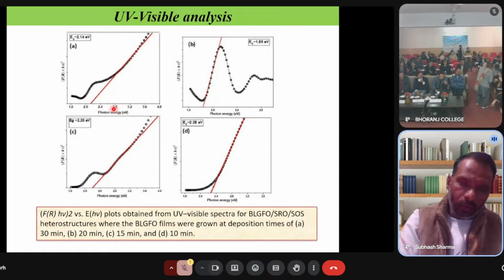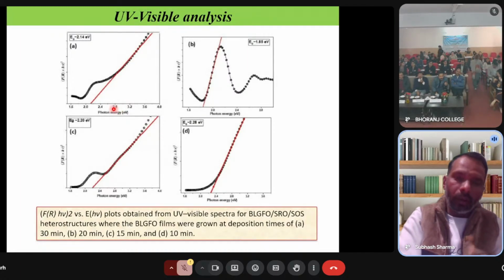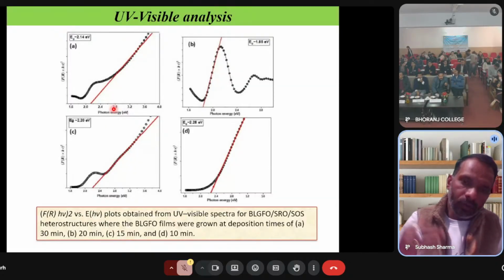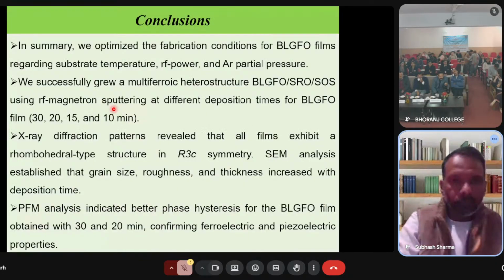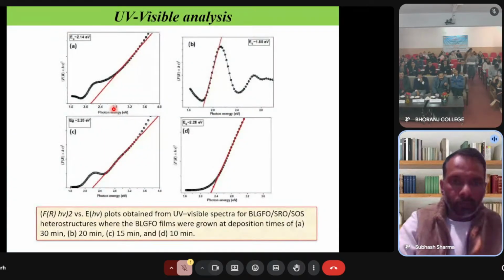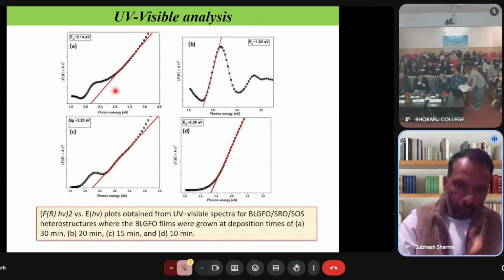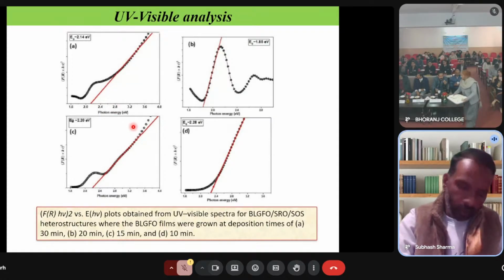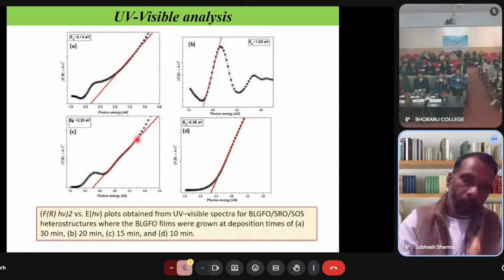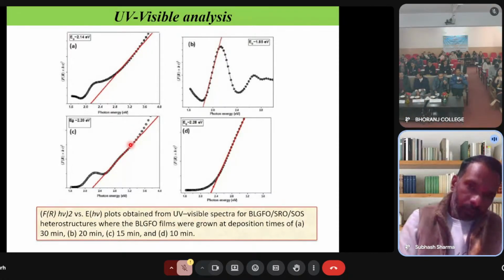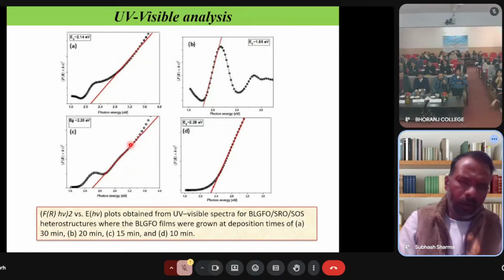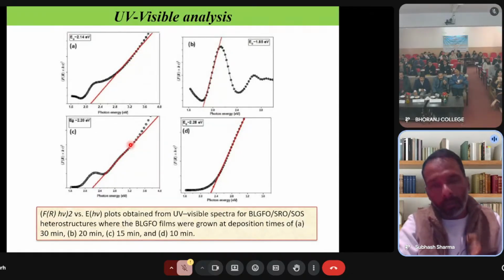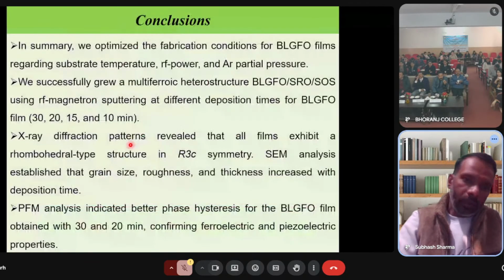Because once your band gap is in the visible region, you can utilize the sun's energy in the most efficient way. So by using the top plot, we have different band gaps with different thicknesses. You can imagine the material is the same, but thickness plays an important role in changing the optical or overall physical properties.